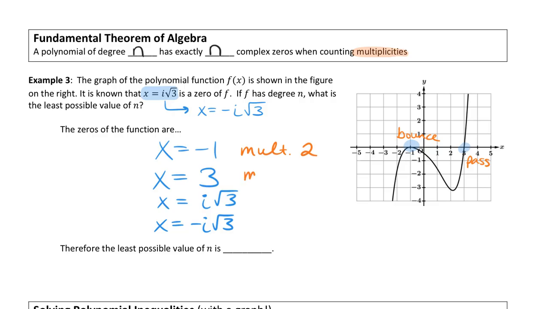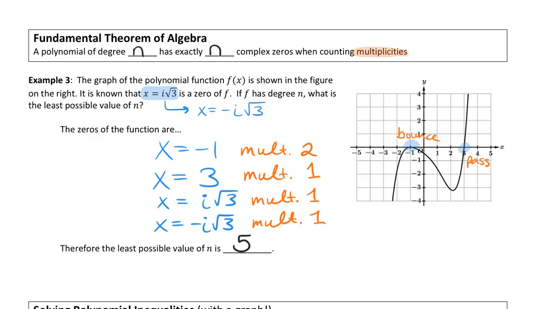What is the least possible multiplicity for 3? Since it passes through, we're going to call that multiplicity 1. The imaginary answer should really always be multiplicity 1 for each unique imaginary answer. In which case, instead of just getting tempted to add up the number of unique zeros you see, when we add the multiplicity, what's the least possible degree of this function?